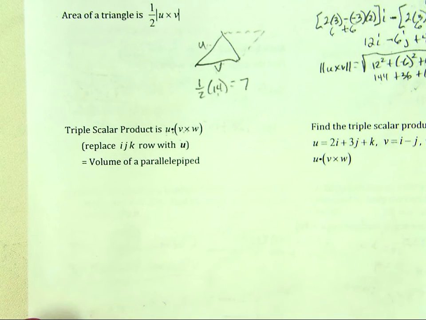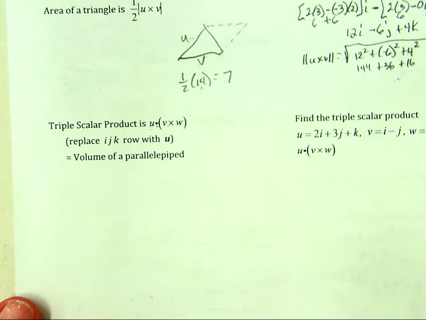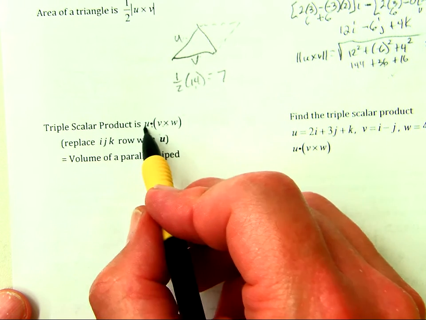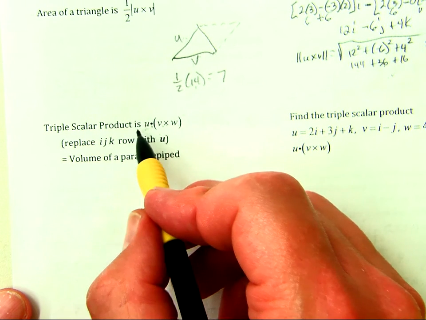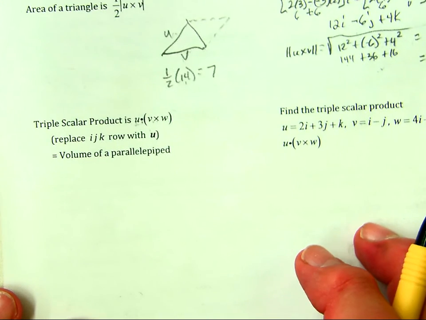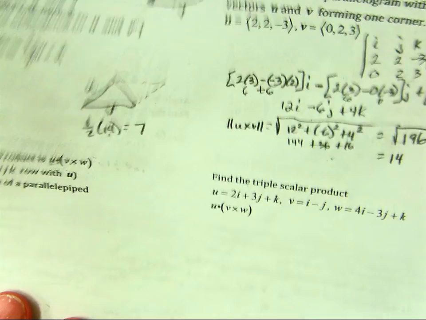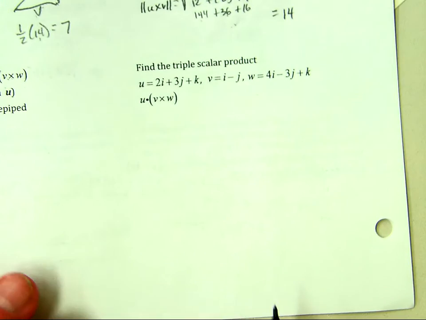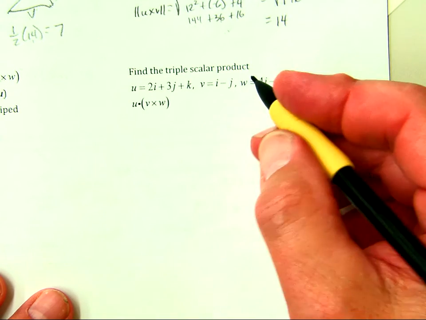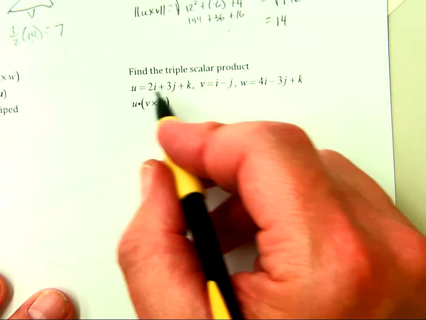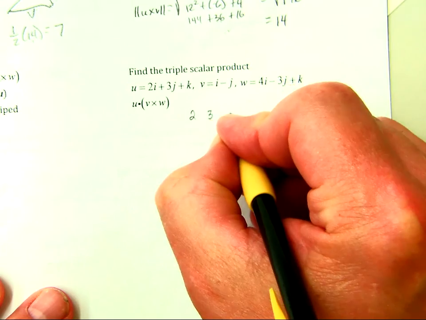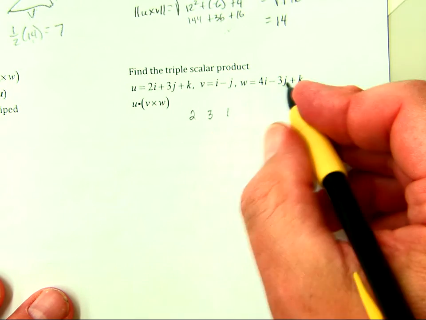This is really exactly like what we did with matrices. Because what you do, your top row that was ijk, now this vector that's on the outside, the one that we're dotting, becomes your top row. So if I gave you these three vectors and said, find the triple scalar product, we'd pick one of them and put it on the top row. So here, if it's U dot V cross W, let's put U on the top. So the top becomes 2, 3, 1. Let's put V on the bottom.